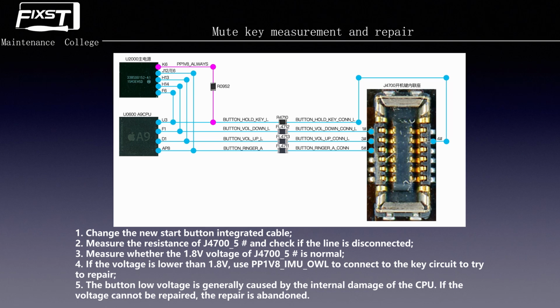If the voltage is lower than 1.8 voltage, we need to use the PP1V8_IMU_OWL line to connect to this circuit, try to repair it. Because the button low voltage is generally caused by the internal damage of the CPU. And we make a jumper to this line to feed the voltage to this line, and if the voltage cannot become normal, then we cannot repair it because this is the CPU inside damage.